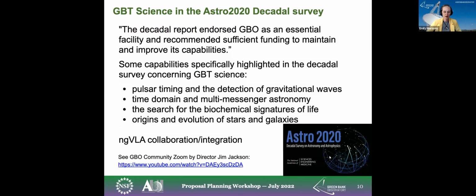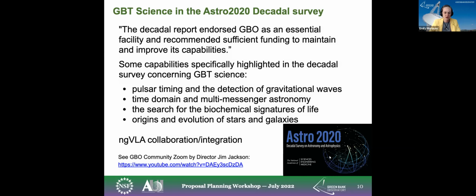And we were mentioned in the 2020 decadal survey. So the decadal report endorsed GBO as an essential facility and recommended sufficient funding to maintain and improve its capabilities. So we were named in the decadal survey, which is a survey that is done every 10 years by the National Academies of Sciences, Engineering, and Medicine, and they advise the United States Congress on what large projects to fund in science, and specifically in astronomy, what astronomical instruments and areas of interest we should focus on in the next 10 years.